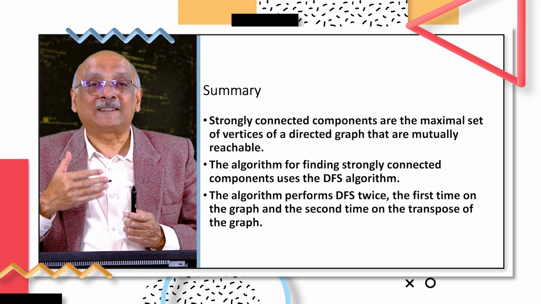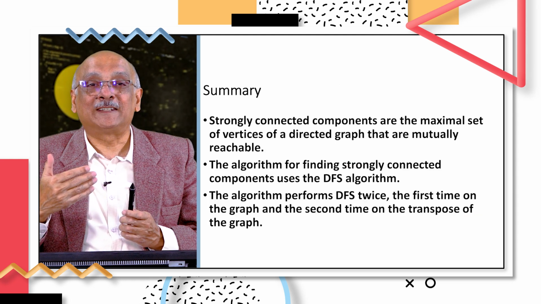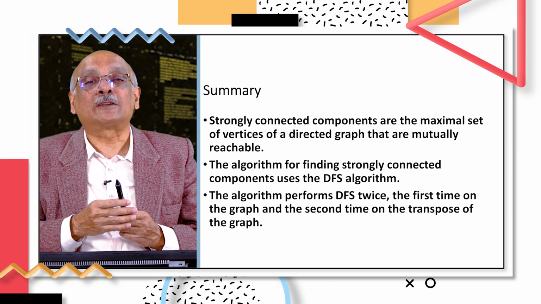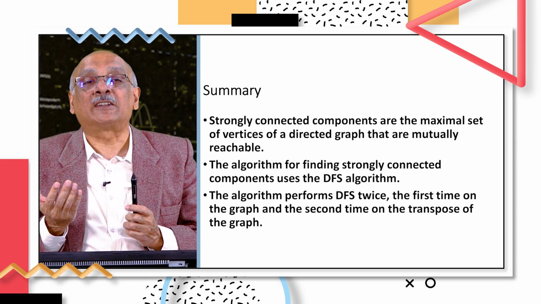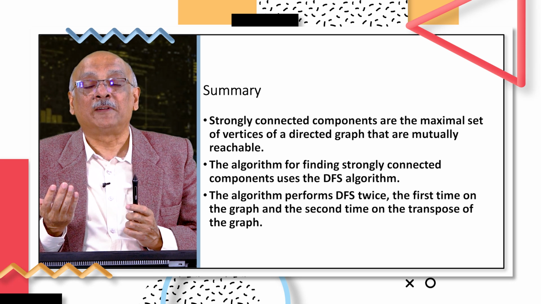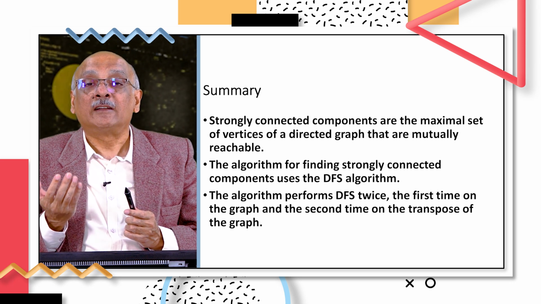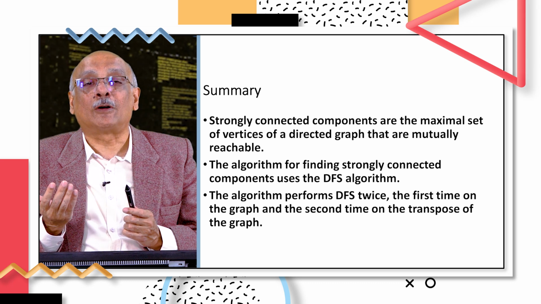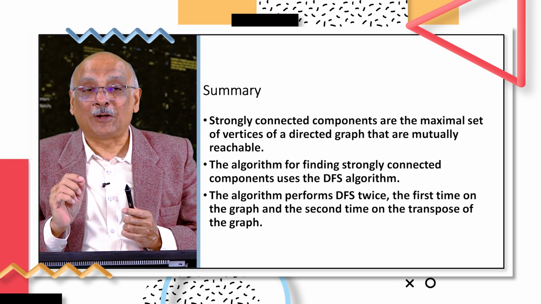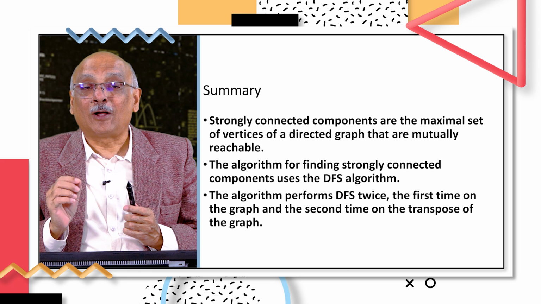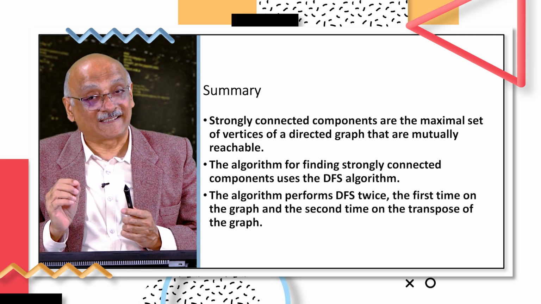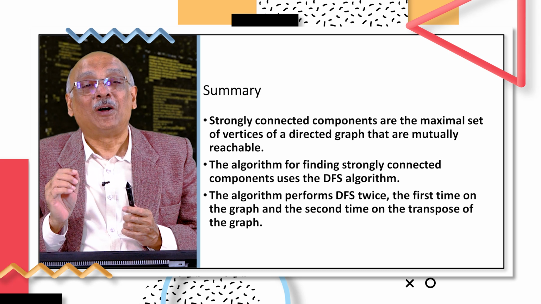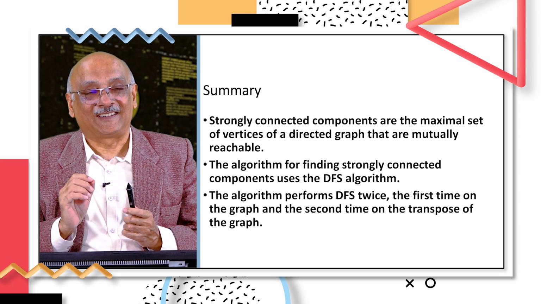Now let us try to summarize what we have discussed in this particular session. Strongly connected components are the maximal set of vertices of a directed graph that are mutually reachable. The algorithm for finding strongly connected components uses the DFS algorithm. The algorithm performs DFS twice: first on the graph and the second time on the transpose of the graph.